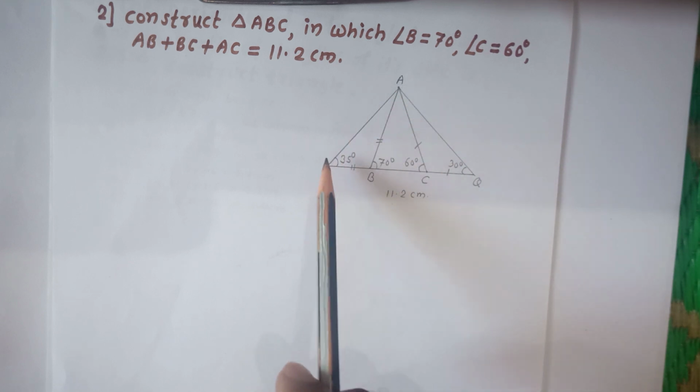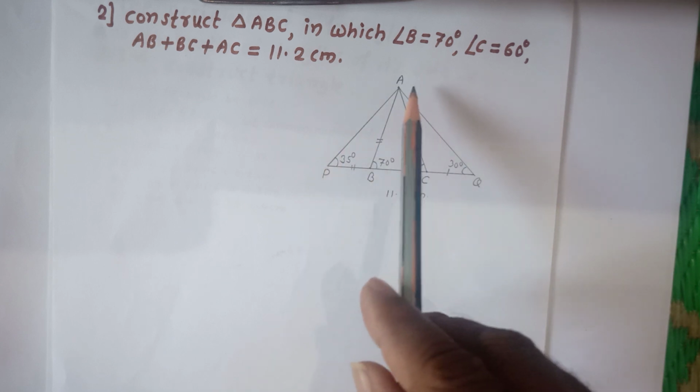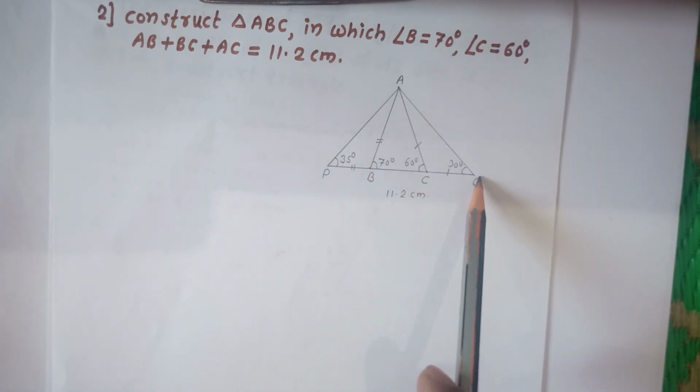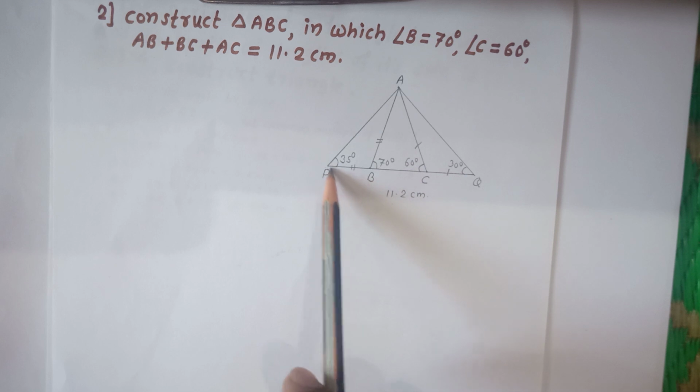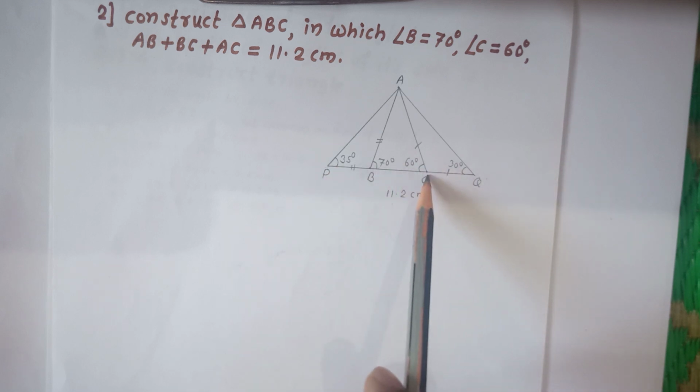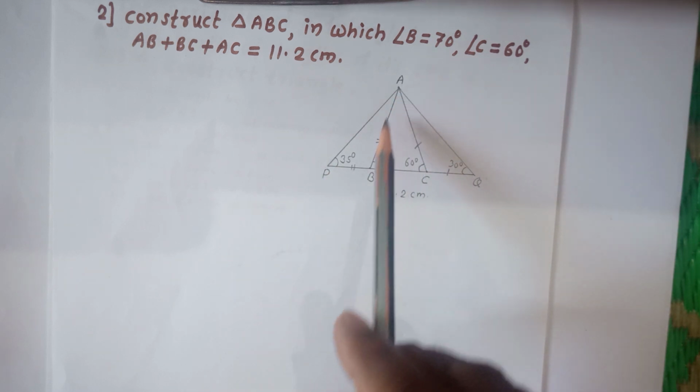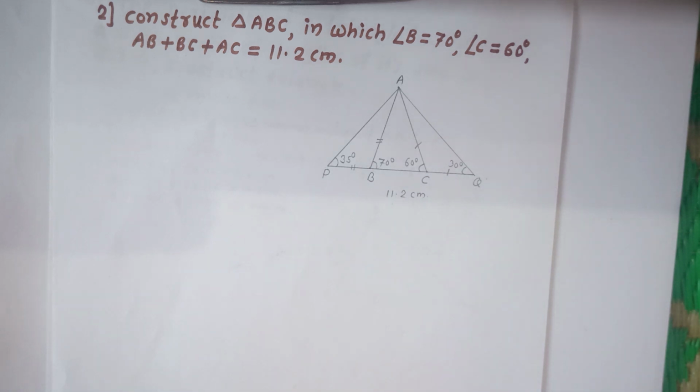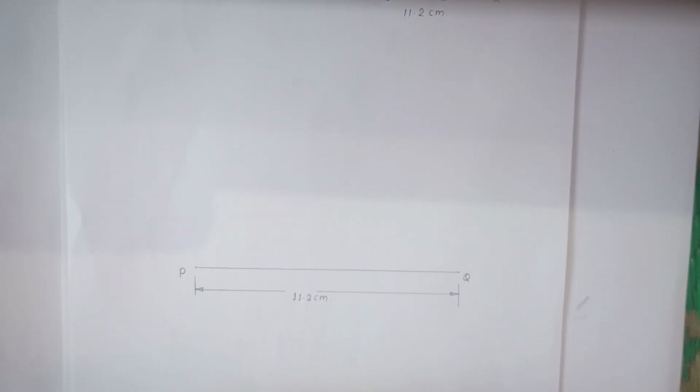Then draw the perpendicular bisector of AP and the perpendicular bisector of AQ. These two bisectors intersect PQ at points B and C. Then we get triangle ABC. Now let's construct this triangle.